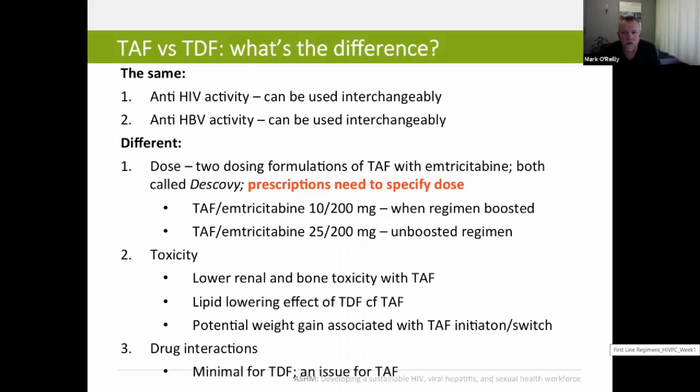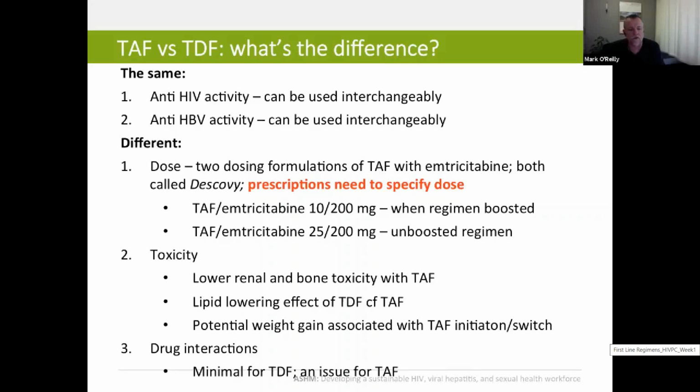If, on the other hand, you're prescribing an unboosted regimen, so for example, your third drug might be dolutegravir or bictegravir, neither of which require boosting by ritonavir or cobicistat, then you use the higher strength of TAF. So you would use 25 milligrams of TAF in the unboosted setting. The newer form, TAF, is thought to have lower renal and bone toxicity.